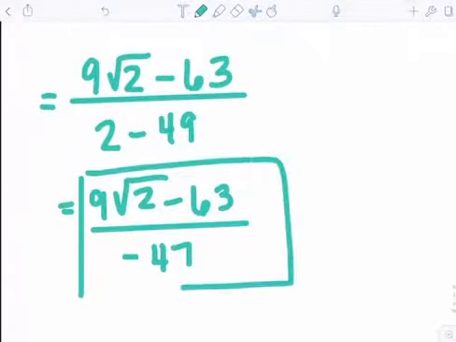And then you're done. Right? I can't combine anything in the numerator because those are not like radicals. Remember, we need like radicals to combine those. And you can't simplify the 47 with anything. Okay, so that's your final answer.